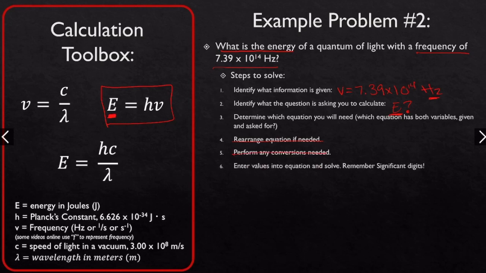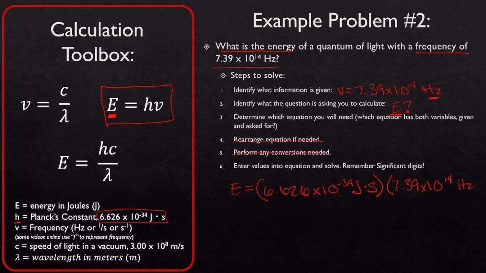And then I just need to take the numbers I've got in that equation and put it all together. So I know that energy is equal to Planck's constant. Remember that little h is Planck's constant, and it's always going to be equal to this value right here. So I'm going to have 6.626 times 10 to the negative 34th joule seconds. I'm going to multiply that by the frequency that's given to me in the problem, 7.39 times 10 to the 14th hertz.